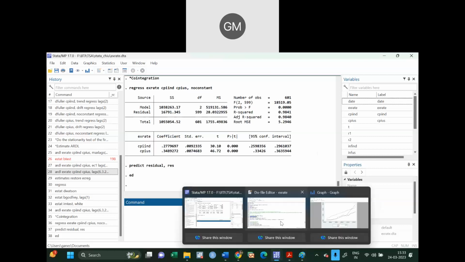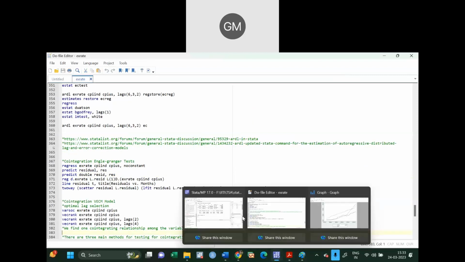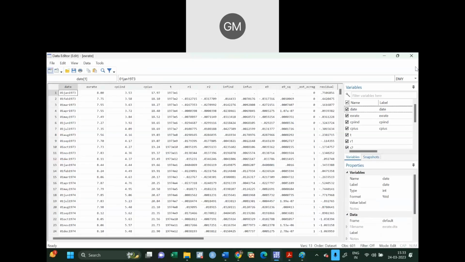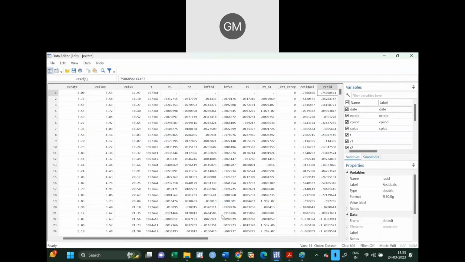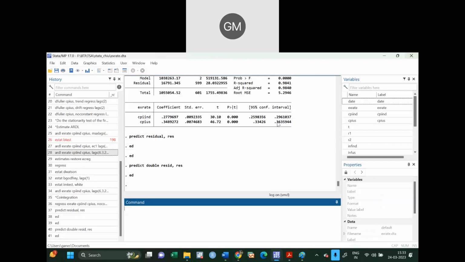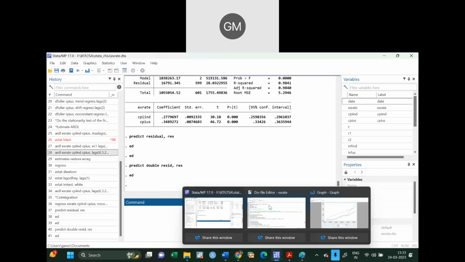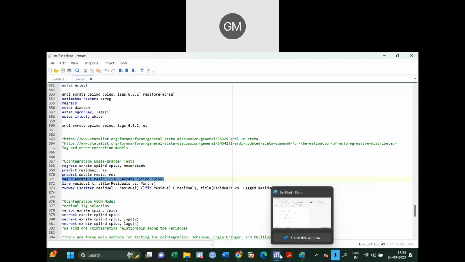Then predict, so it's the same thing. What we are interested in here is to regress the first difference of the exchange rate on the lag of the residual. So run it and check the results.